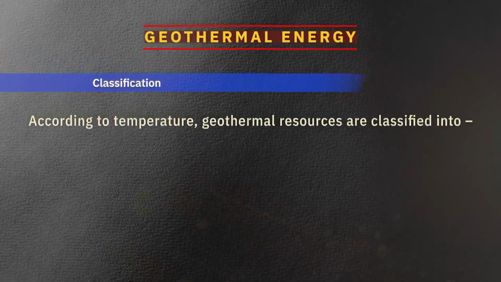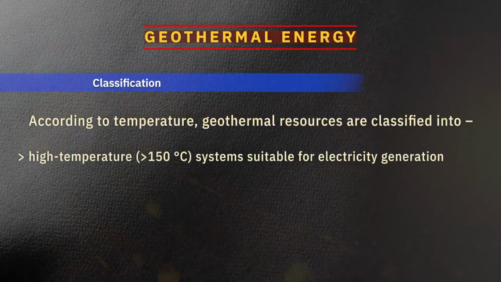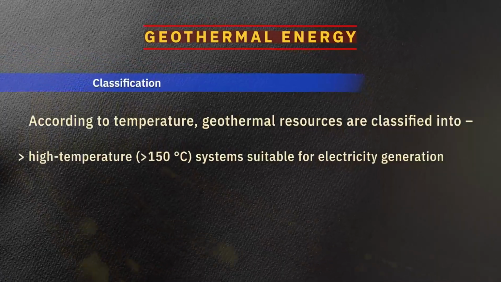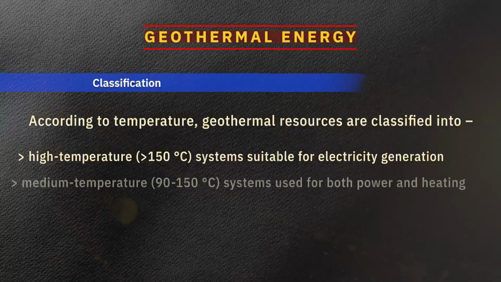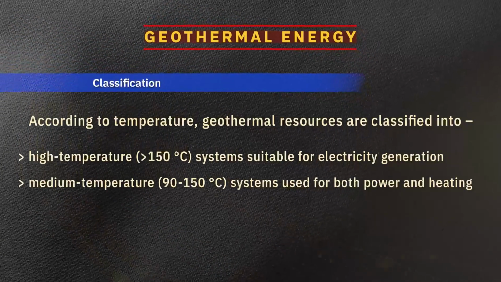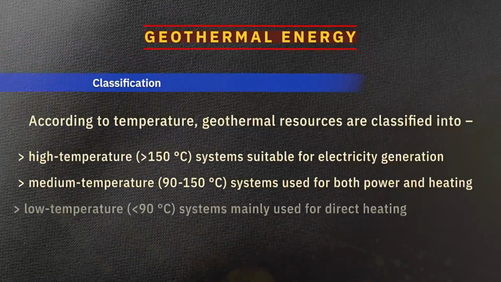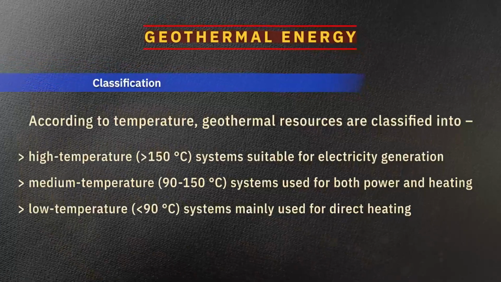So it is very much location specific. Now, coming to the classification of geothermal energy, we can see that according to temperature, geothermal energy can be classified into high temperature, medium temperature, and low temperature. In case of high temperature, the temperature is above 150 degrees centigrade, generating electricity. Medium temperature, that is 90 to 150 degrees centigrade, is used for both power and heating purposes. And the low temperature, that is below 90 degrees centigrade, is mainly used for direct heating.